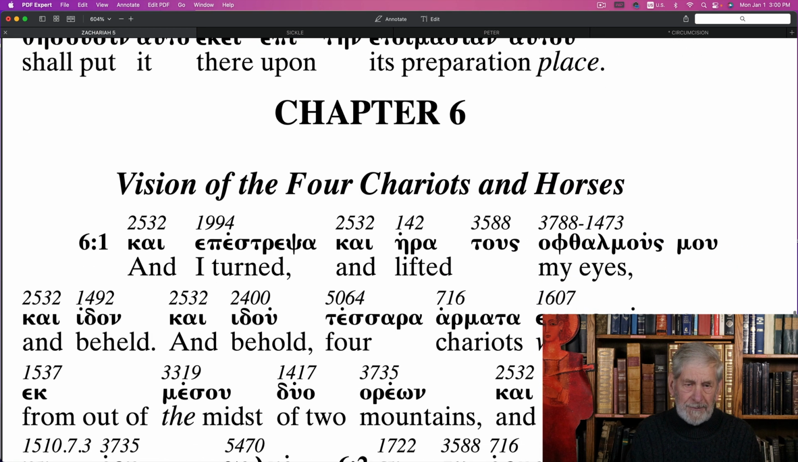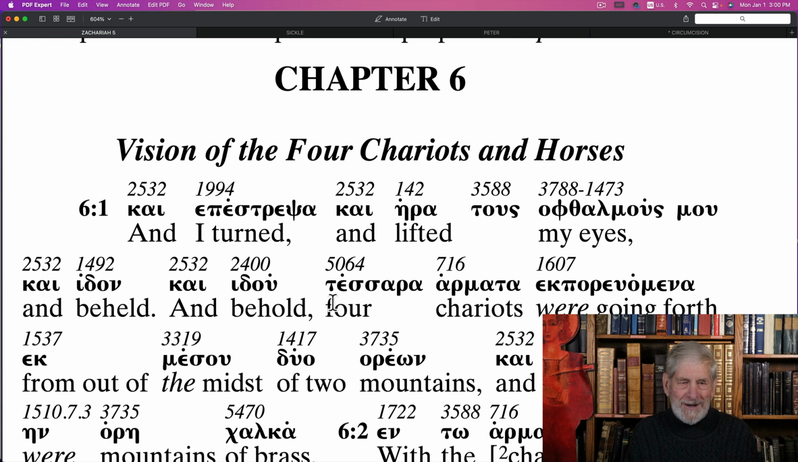A lot in that chapter, but it doesn't stop there. In the next chapter, chapter 6, the vision of the four chariots and horses. And where do we see chariots and horses? Book of Revelation.